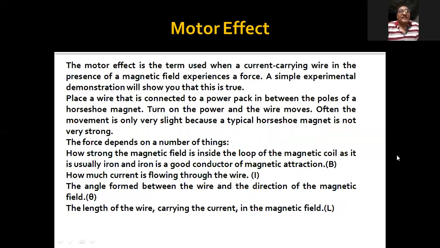The force depends upon a number of things. The force which is experienced by the conductor depends on: how strong the magnetic field is inside the loop of the magnetic coil, as it is usually iron, and iron is a good conductor of magnetic attraction; how much current is flowing through the wire; the angle formed between the wire and the direction of the magnetic field. In our course, normally the angle is 90 degrees, but when you study the same topic in A-levels or in your FSC, we can have a different angle also; and the length of the wire carrying the current in the magnetic field. So these are the factors on which the magnitude and the direction of the force depend.